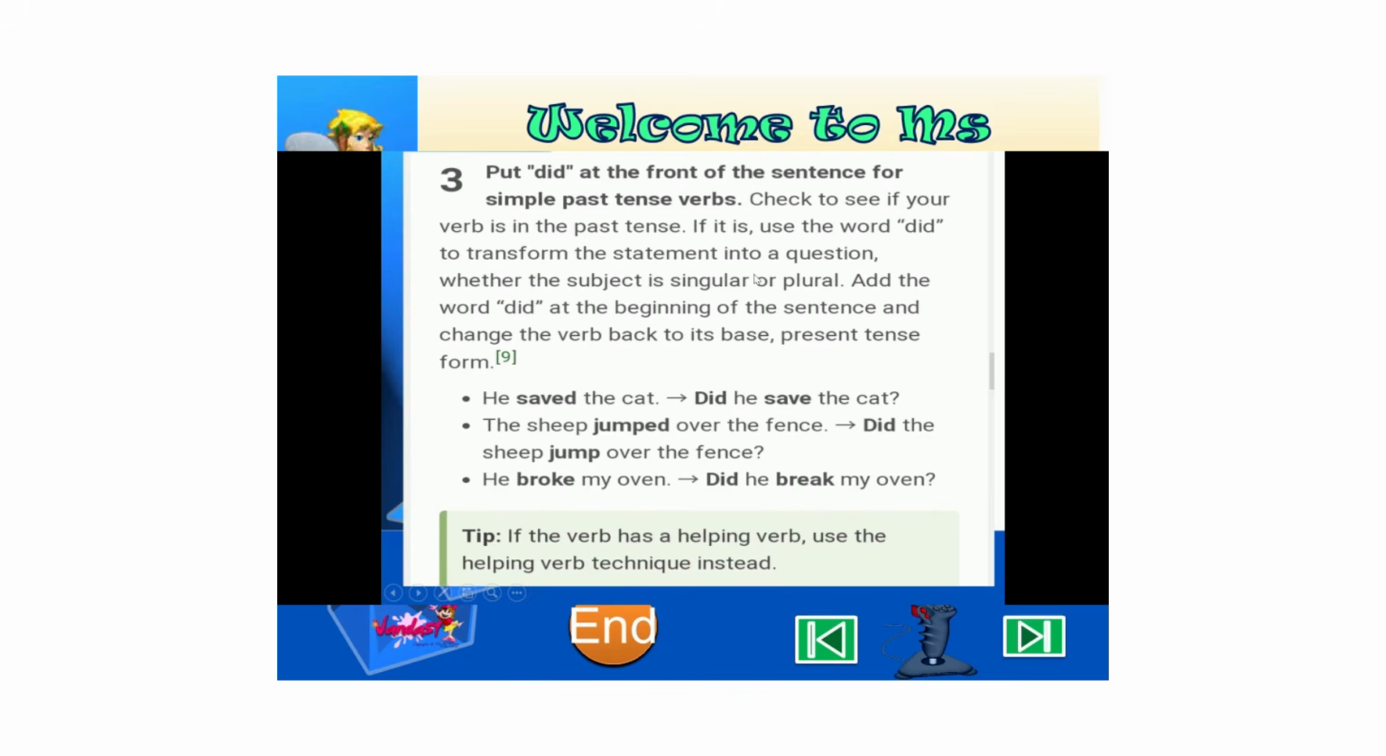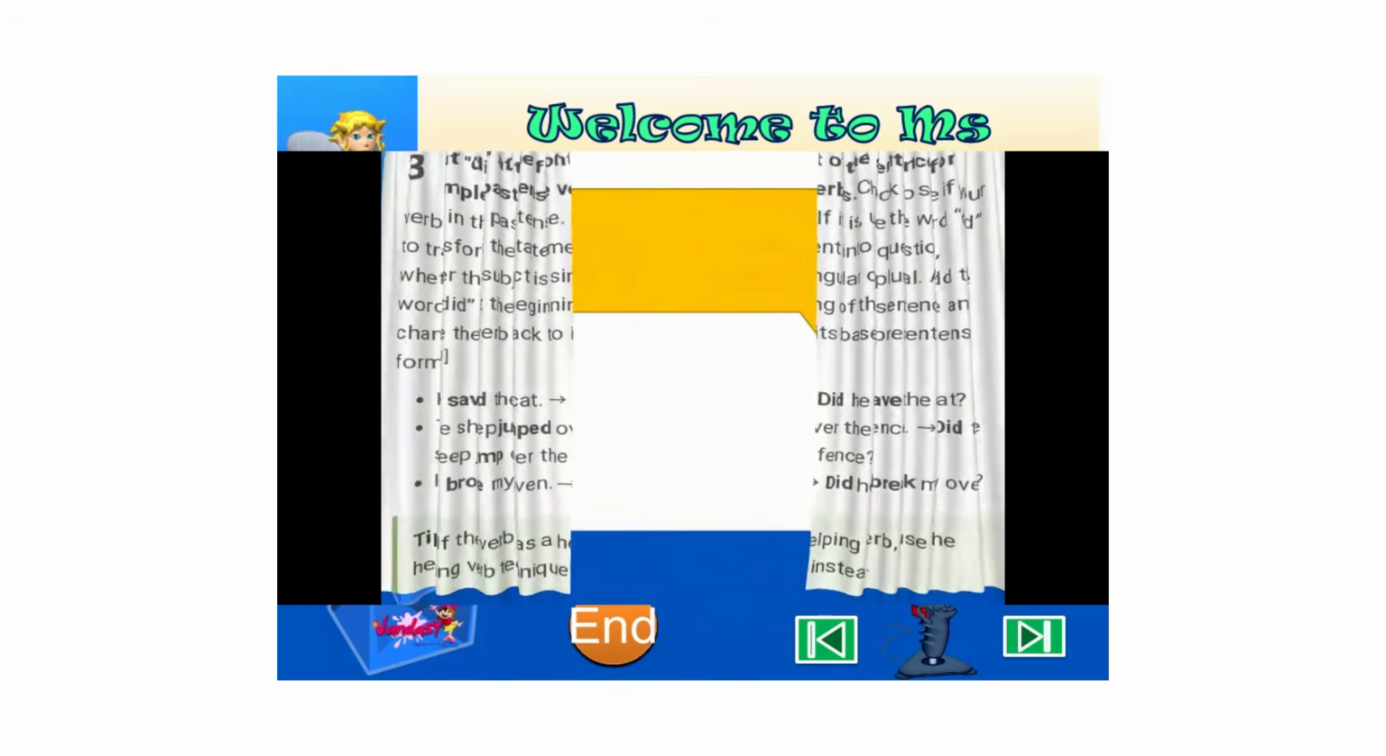So in essence, what I showed you today is how to add a question tag if you have an auxiliary verb and if you do not have an auxiliary verb. And again, how to change a statement from a statement into a question if you have an auxiliary verb and if you do not have an auxiliary verb. Thank you so much.